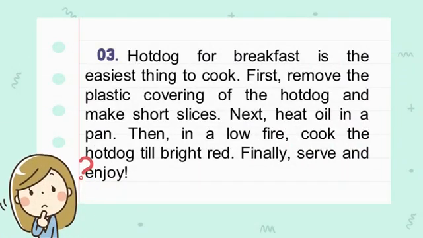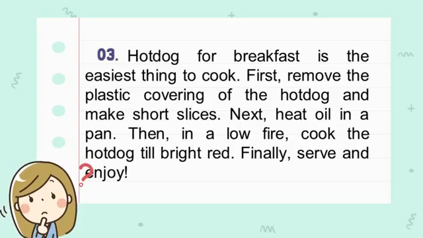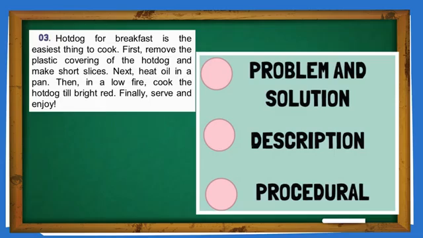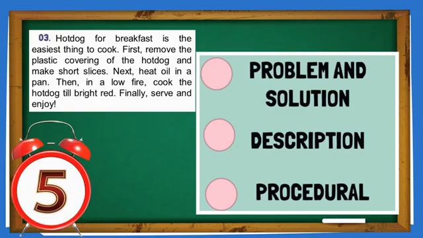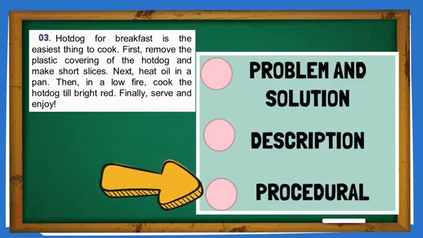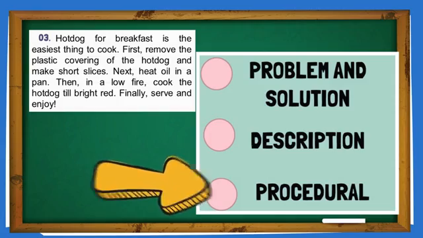First, remove the plastic covering of the hot dog and make short slices. Next, heat oil in a pan. Then, in a low fire, cook the hot dog to bright red. Finally, serve and enjoy. Your timer starts now. The correct answer is procedural. Fantastic!